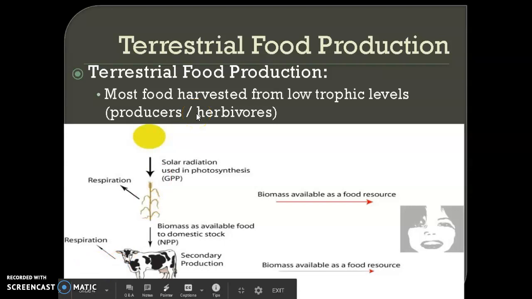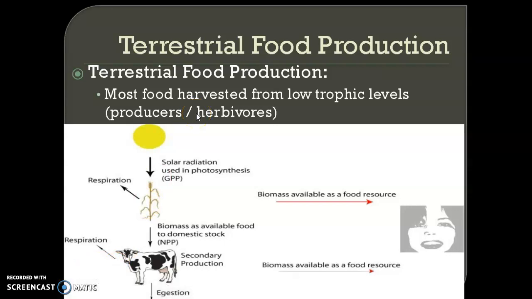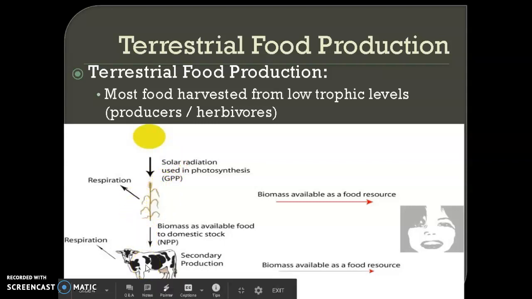For the terrestrial food, most of it is harvested from the low trophic levels. We're actually taking the producers and the herbivores, as opposed to the top of the food chain. So you have your solar radiation, so you're getting the photosynthesis in all the plants, which are then eaten by the herbivores, and we're collecting the plants and the herbivores, and then using that to create our food.